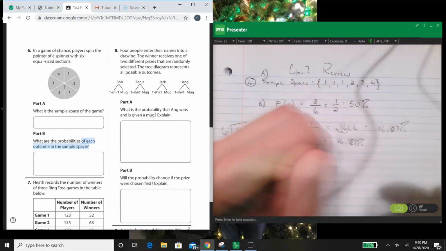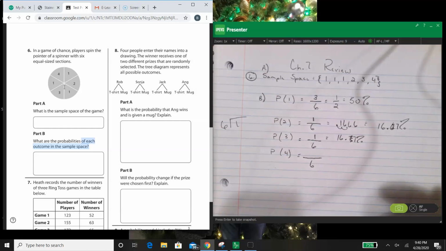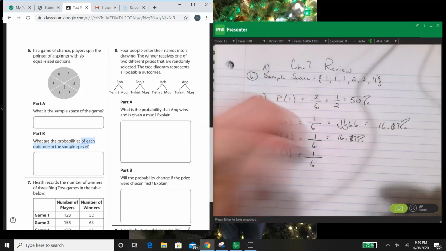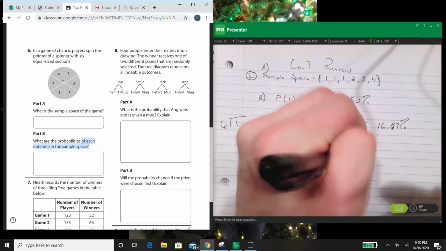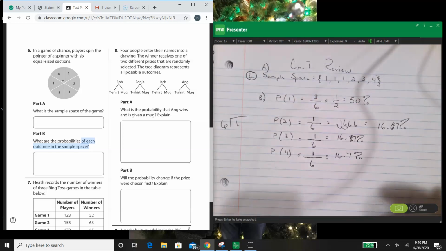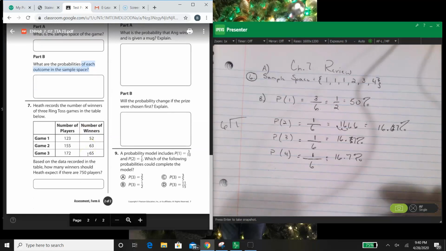Last one, number 4. So again, something over something. 6 pieces. 6 is my total. How many of them are 4? Only one of them is. If you look at your spinner, it's right there. So again, I have this 1 over 6, which is 16%. So there you have it. There's the answer to number 6. Notice, guys, sample space is larger than what we did on part B. Okay? Let's go ahead and look at question number 7.